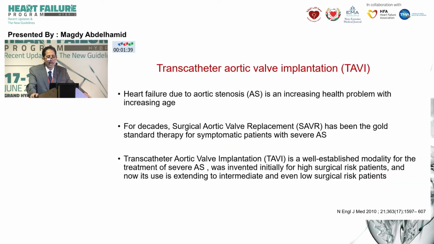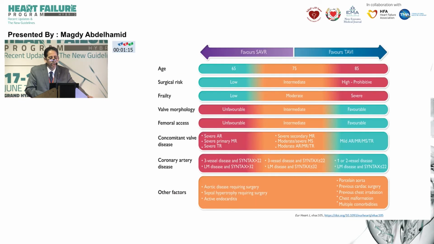What about aortic valve? We know that heart failure is a common cause due to aortic stenosis, especially in elderly. And for decades, we know that the standard of care and the gold standard mode of therapy for those patients is surgical aortic valve replacement. However, in the last few years, we have the evidence that TAVI can be done in patients, not only for high surgical risk patients, but also in intermediate and low surgical risk patients. And this interesting slide shows when to consider surgery and when to consider TAVI.